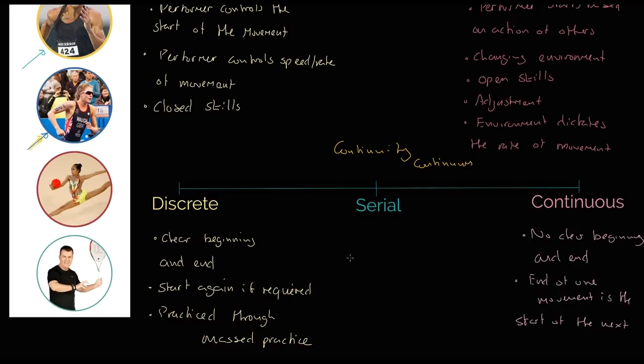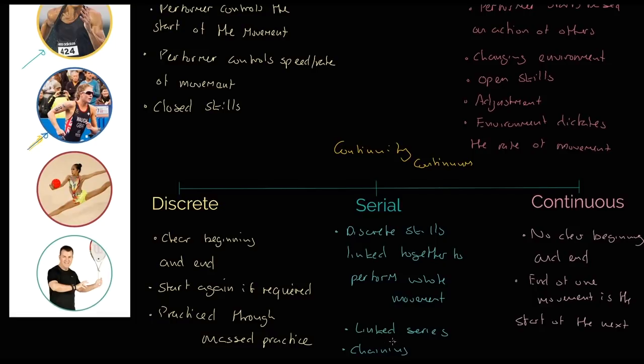And down the middle, we have this notion of a serial skill. These are what we describe as discrete skills linked together to perform the whole movement. Think about something like our gymnastics floor routine. It's a balance, it's a leap, it's a turn, it's a spin, and they're all linked together to produce a serial movement. We like to describe them as linked series. It's a nice way of thinking about it, and we tend to practice them using the principles of either chaining, which you can of course call progressive part practice, or backwards chaining, and I'll mention that again in a few moments.